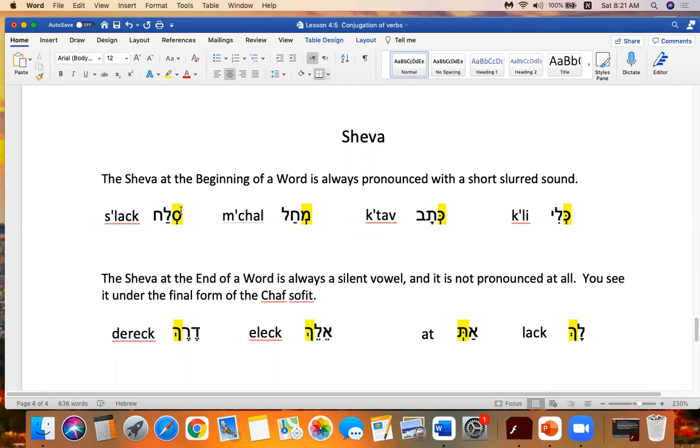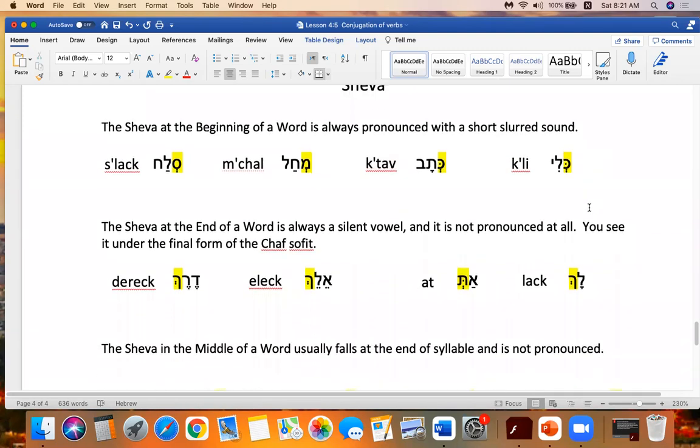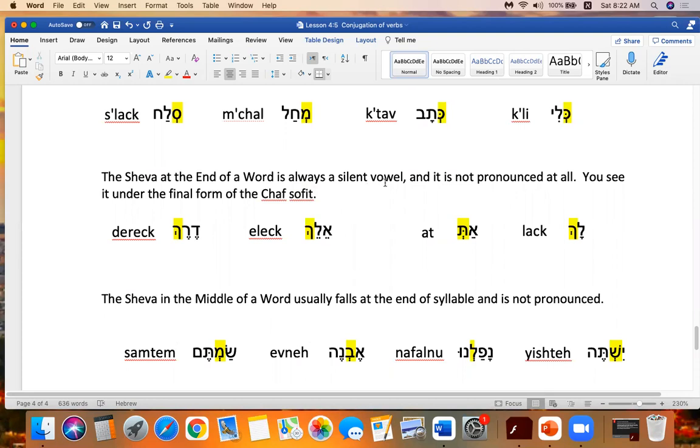Mahal and shalach. So at the beginning of the words, it's always pronounced. Sometimes it's pronounced quickly and you don't really hear it as much. The shva at the end of the word is always a silent vowel. It is not pronounced at all. You see it under the final form of the kaf sofit. And a lot of times, even in my beginner book, I've noticed that they put the shva at the end of everything. So I don't know why it's there because you know it's the end of the word because there aren't any other letters. But anyway, that's what it is.